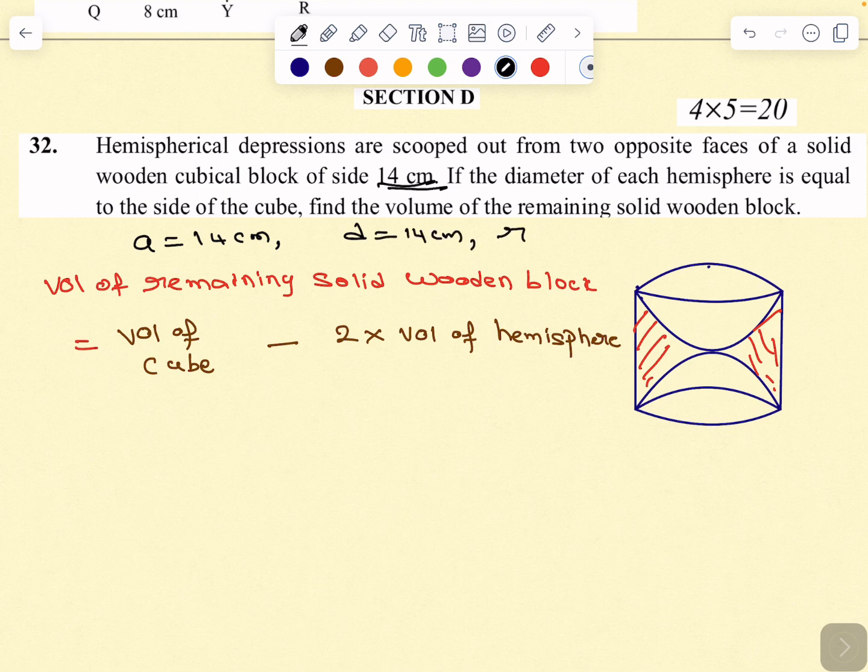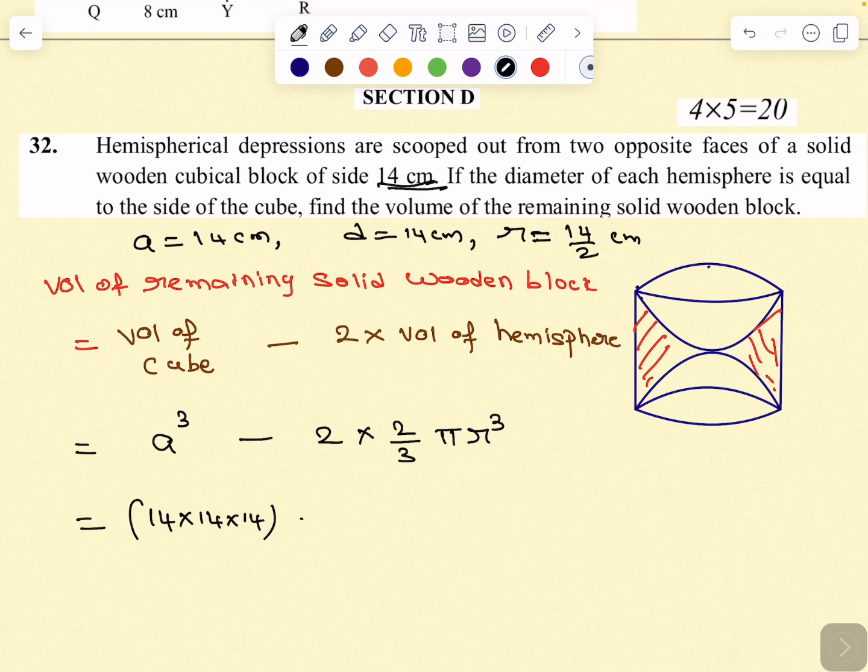Then radius, how will you get? Radius equals 14 by 2, that is 7 centimeter. So volume of cube, that is a cube, minus 2 into volume of hemisphere. What is the formula for the volume of a hemisphere? That is 2 by 3 pi r cube. Cube means here 14 cube, 14 into 14 into 14, minus 2 into 2 by 3, which is 4 by 3, pi value is 22 by 7, and r cube means 7 into 7 into 7.